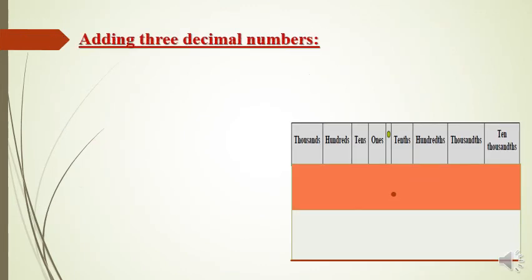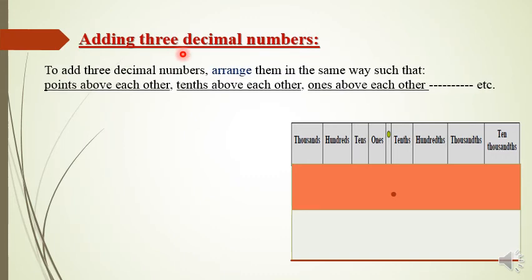Finally, we want to talk about adding 3 decimal numbers. If you learn how to add 2 decimal numbers, it's very easy to add 3 decimal numbers. To add 3 decimal numbers, we arrange them in the same way as adding 2 decimal numbers, in such a way that the point is under the point and the digits are under each other.